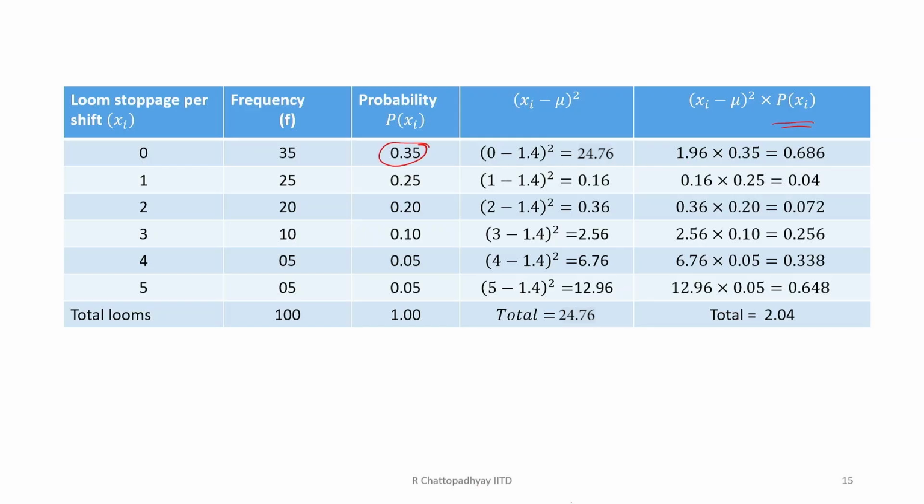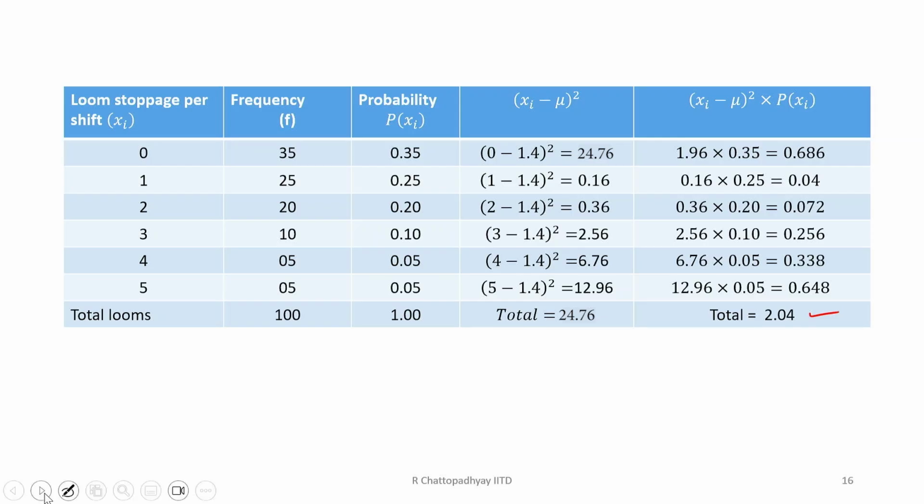So 1.96 multiplied by 0.35. Here 0.16 multiplied by 0.25, that you get here. Again 0.36 multiplied by 0.2, it is here, and this is the value. This is what you keep doing, and then you find out the sum total here. This is 2.04.